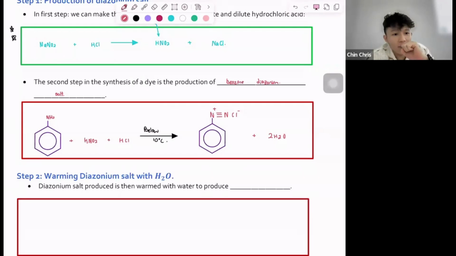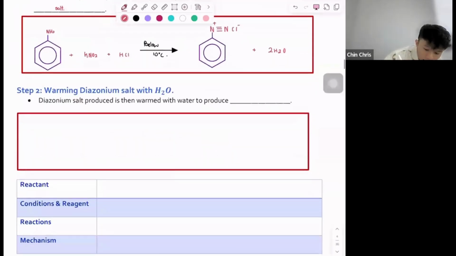Okay, once your second step is done, after that is to form a phenol. So how do you form a phenol? It's by warming it. So I have to warm it. Highlight: warm with water to produce a phenol.